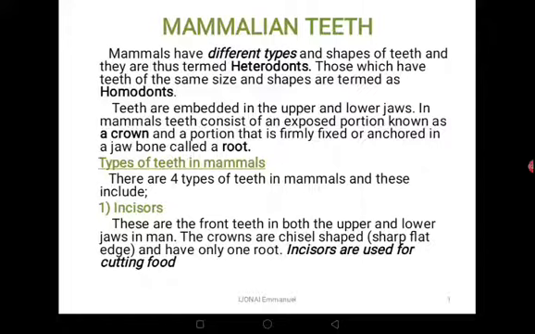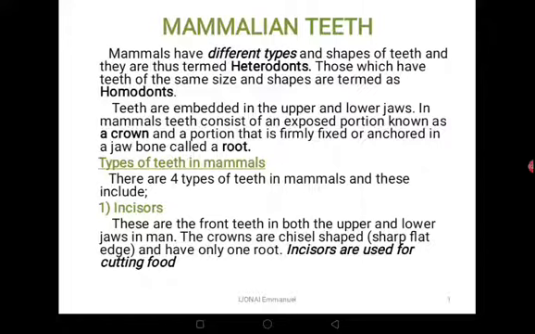So let's look at the different types of teeth. At least from our primary school, we know that there are 4 types of teeth, and indeed the number is still 4. The first one is the incisors. Wherever you are, when you smile, what you see usually are the incisor teeth, and these are the front teeth in both the upper and the lower jaws in man.